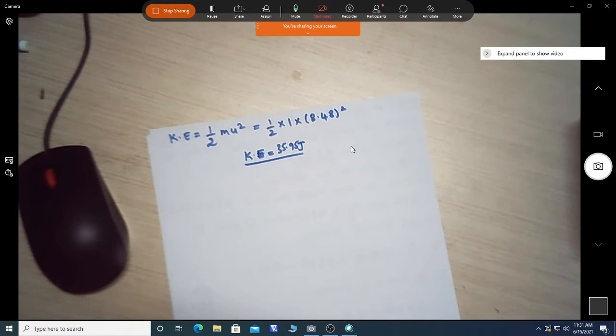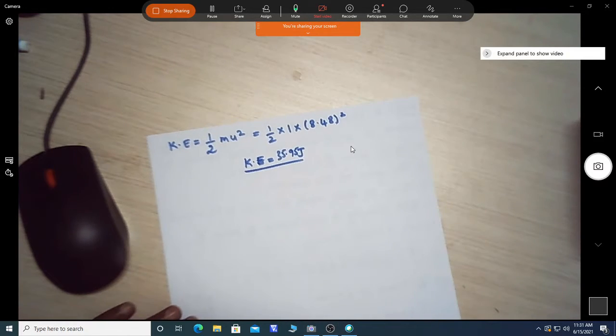So now have you got it? Any doubt in this? So how we are able to find this out. Now let us take one more problem.